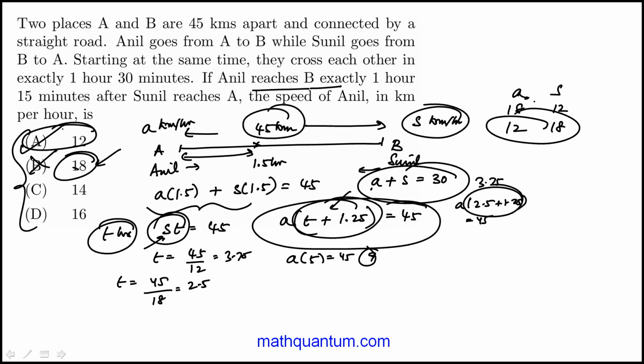So you could do it this way. It would just save you a lot of algebra. Unfortunately, I don't know of any quicker method than using the answer choices. Now, of course, the same question could come up where you had to fill in the answer. Then you wouldn't have this luxury. So what I'll do here is try to isolate T. Here S is 45 over T, and then A is 45 over T plus 1.25.